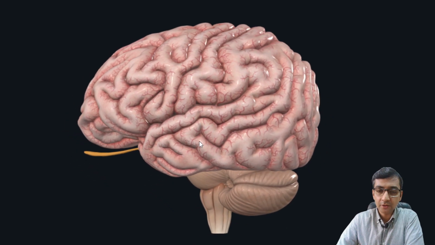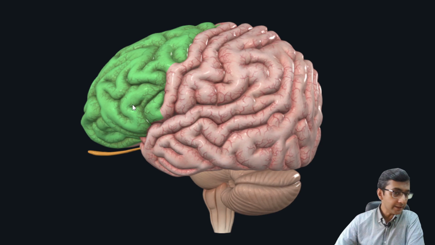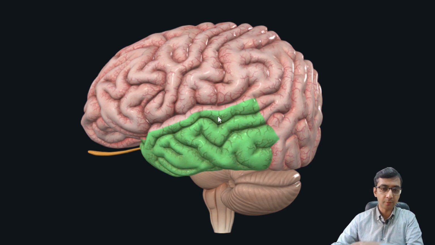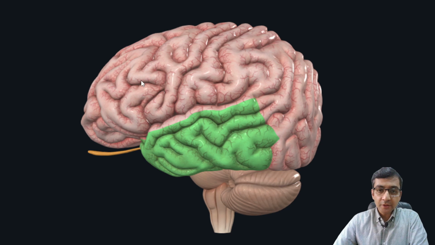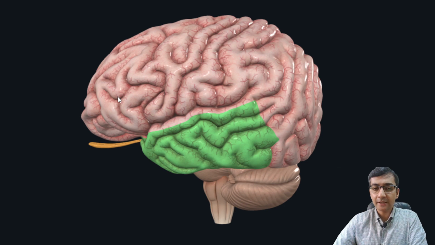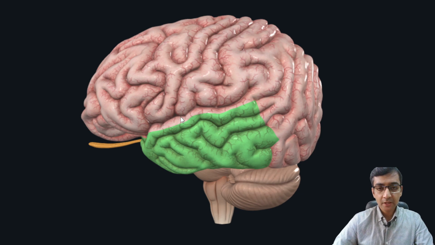So let's start with the major sulci and gyri. The whole brain consists of four lobes. Anteriorly there is the frontal lobe, then the parietal lobe, the occipital lobe, and the temporal lobe. We will see the structures that form the boundaries, the demarcating lines between them, and then the sulci and gyri in each of them.